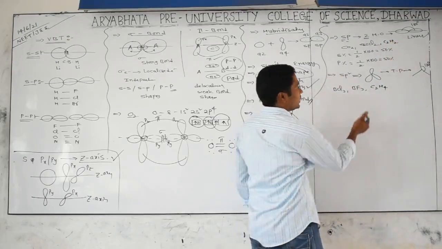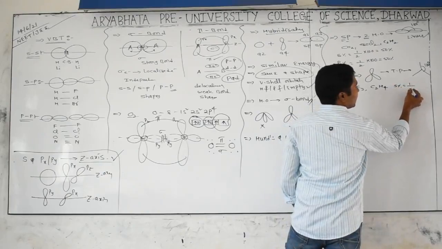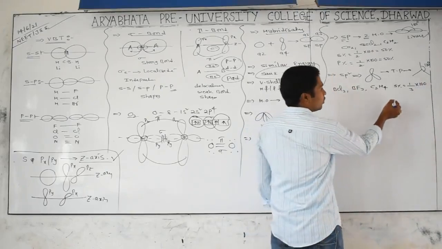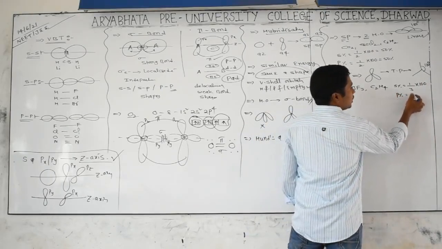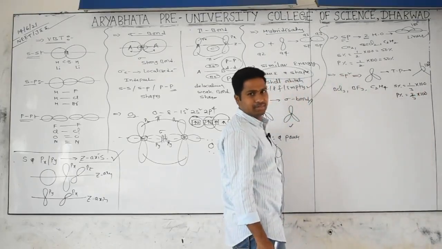Are you getting it or not? I want the s character percentage. S character percentage means number of s orbitals 1 by hybrid orbitals 3 into 100, which is 33.33%. What is the percentage of p character? 2 by 3 into 100 is 66.66%.